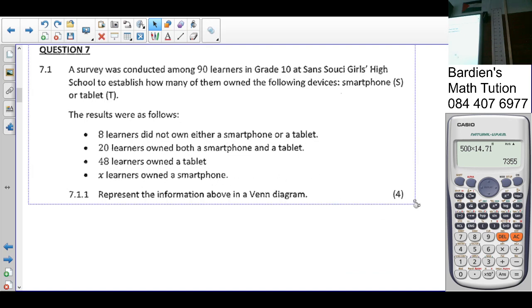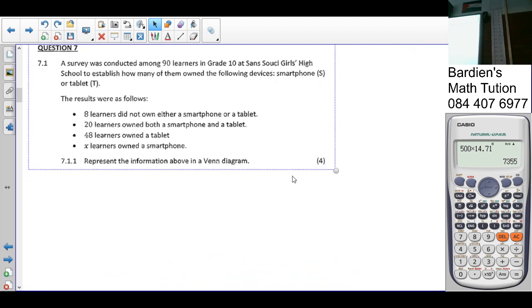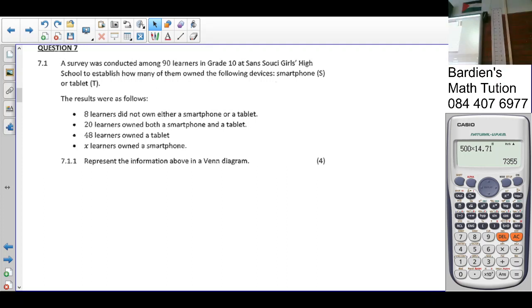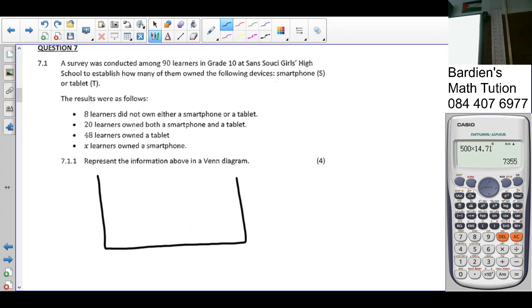Right, that brings us to probability, our favorite, no? Okay, we are told a survey was conducted amongst 90 learners. So very important. I know already by all these bullet points it's going into a Venn diagram. So where does the 90 go? The outside, yes. Sample space.